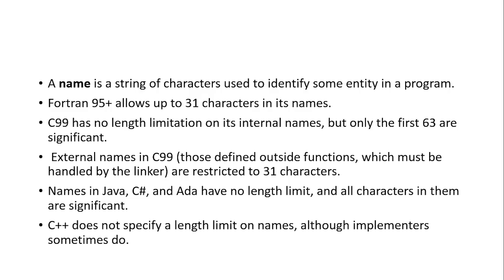In the case of C99, there is no restriction on the length of names, but only the first 63 characters are significant. But that problem is not there with Java, C#, and also C++ does not specify a length limit on names, although implementers sometimes do. So implementers sometimes restrict the names, but C++ actually does not specify a length limit.